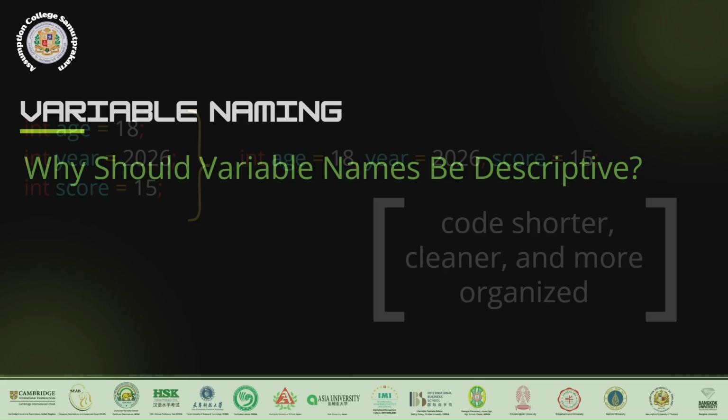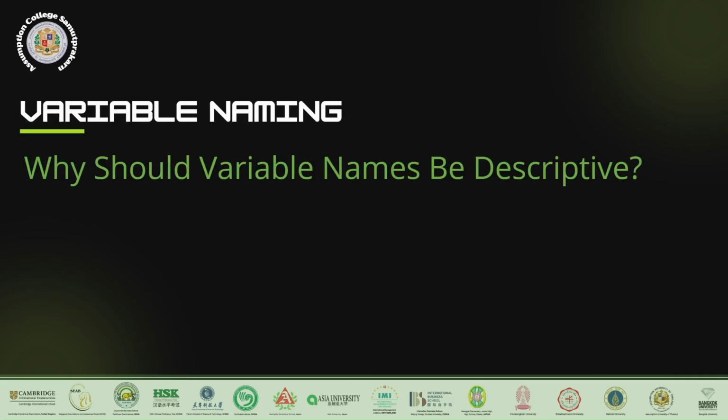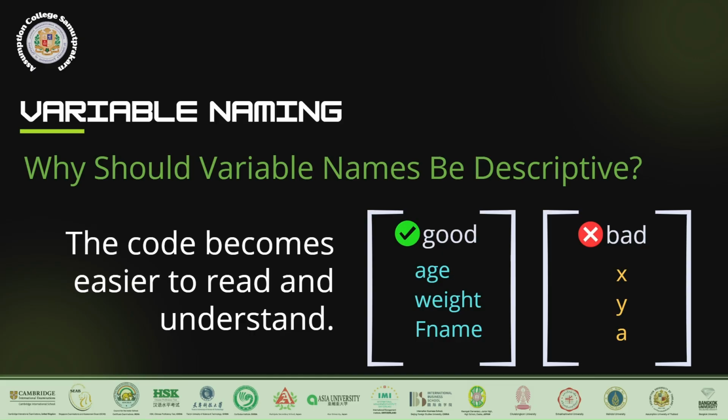Another important thing to remember is proper variable naming. Variable names should be descriptive and meaningful, so the code becomes easier to read and understand. For example, using variable names like age, weight, or fname is much better than using unclear names like x, y, or a. Descriptive variable names help programmers quickly identify the purpose of a variable, making the program easier to maintain, debug, and improve in the future. As beginner programmers, developing good variable naming habits is an important step toward writing clean and professional code.